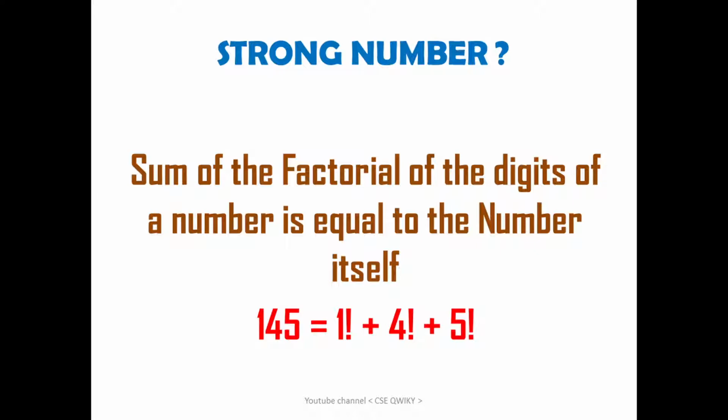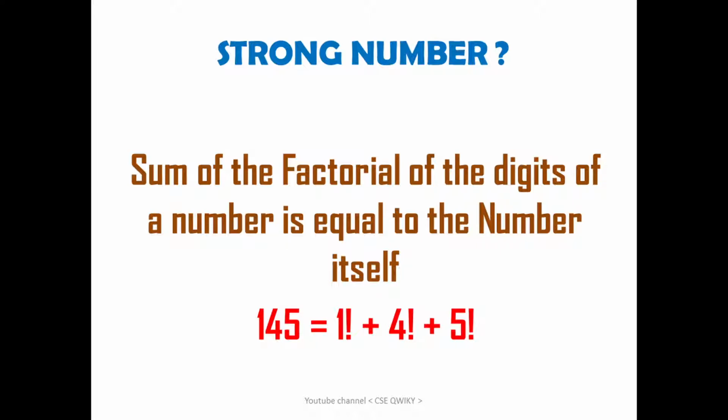What's a strong number? A number is said to be strong if the sum of the factorial of the digits of the number is equal to the number itself. So for example, if you take 145, its digits are 1, 4 and 5. So you find the factorial of each digit. That is 1 factorial is 1, 4 factorial is 24 and 5 factorial is 120. So if you do that, 1 plus 24 plus 120 will give you 145. So in this case we say 145 is a strong number.